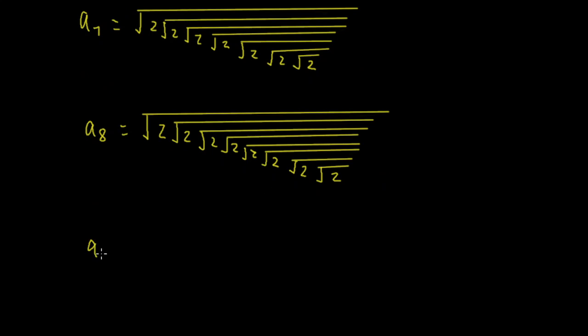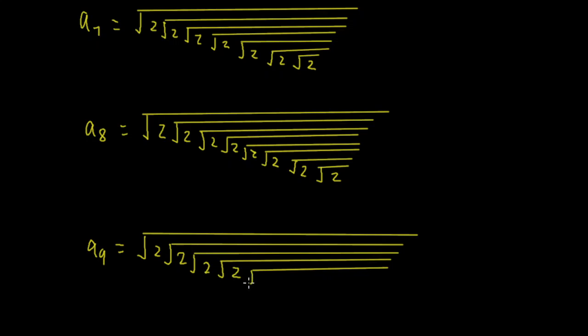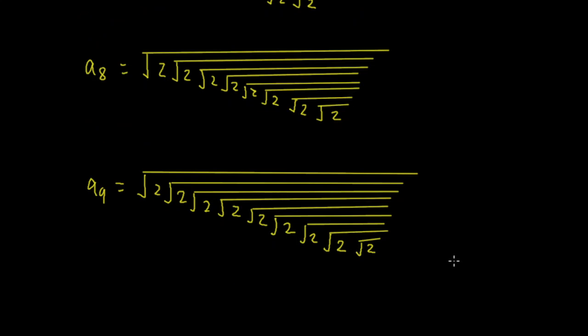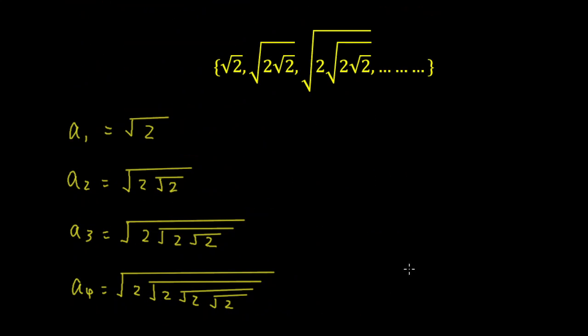Okay, so what's a sub 9? That will be square root of 2 times square root of 2, nine times: 1, 2, 3, 4, 5, 6, 7, 8, 9. Okay, that's it for now. So how can you find the general term of this sequence?